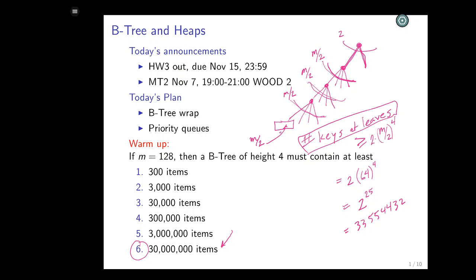That's the number of keys just at the leaves, right? That's right. That's correct. There's even more if I counted all the ones that are at the internal nodes. For example, there's one up at the root level. How many are at the next level? How many keys are at the next level? At least.